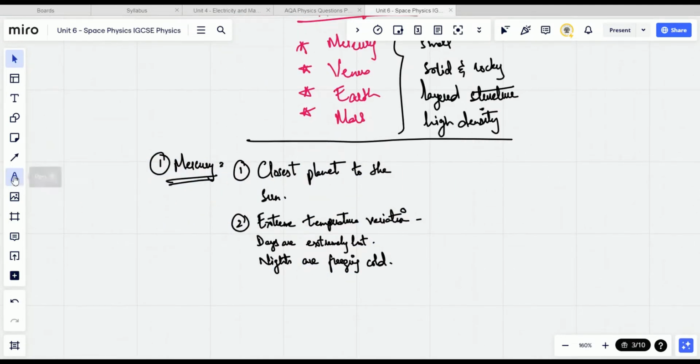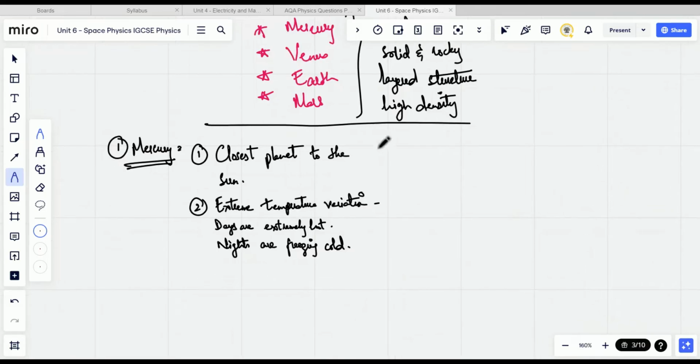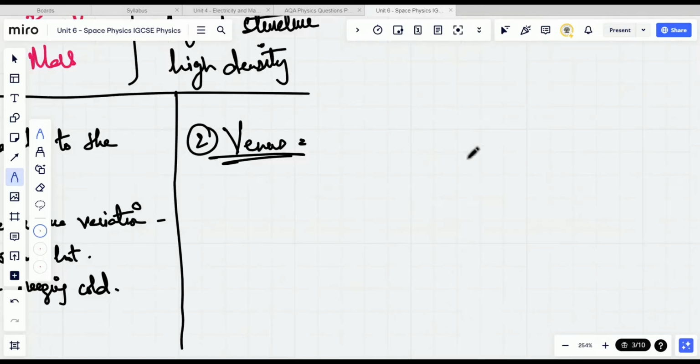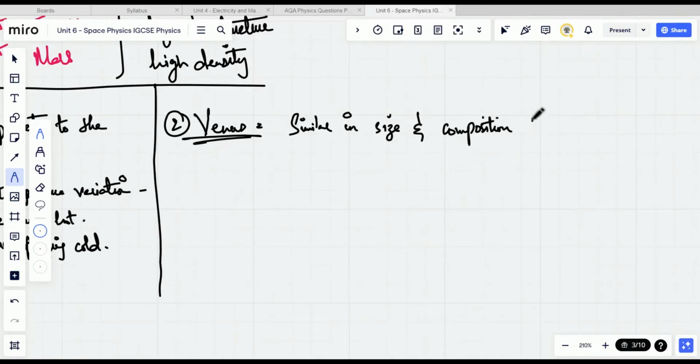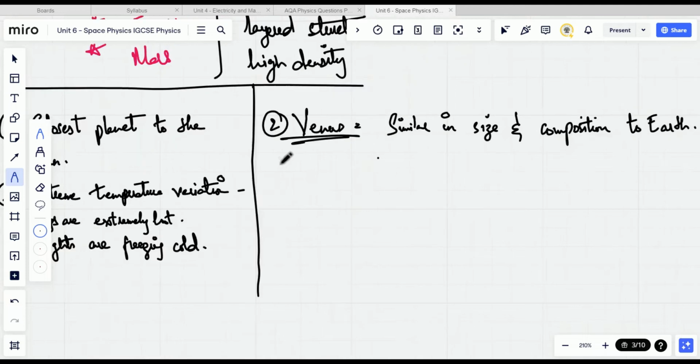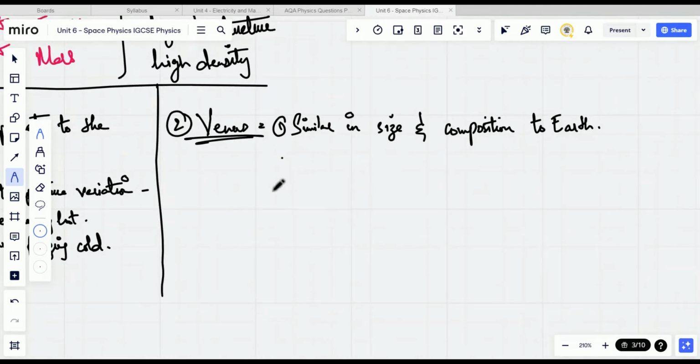Now let's talk about Venus. What do we know about Venus? The size of Venus and the composition of Venus is similar to that of Earth's. You need to remember this thing. So Venus is similar in size and composition to Earth. I was writing it in points, right? So I'll write this as well in points.